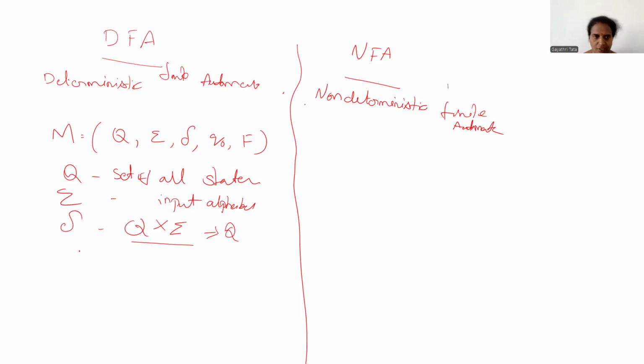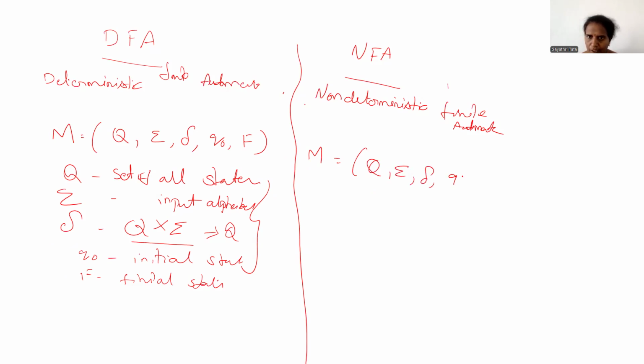The next one is the initial state. Q naught is the initial state. And the next one, F, is the final state. So these are the five tuples used for representing the DFA. Same thing for the NFA: we can represent it with the same five tuples, the initial state, and F is the final state. The same set of all states and input alphabet. So the only difference is the transition function.